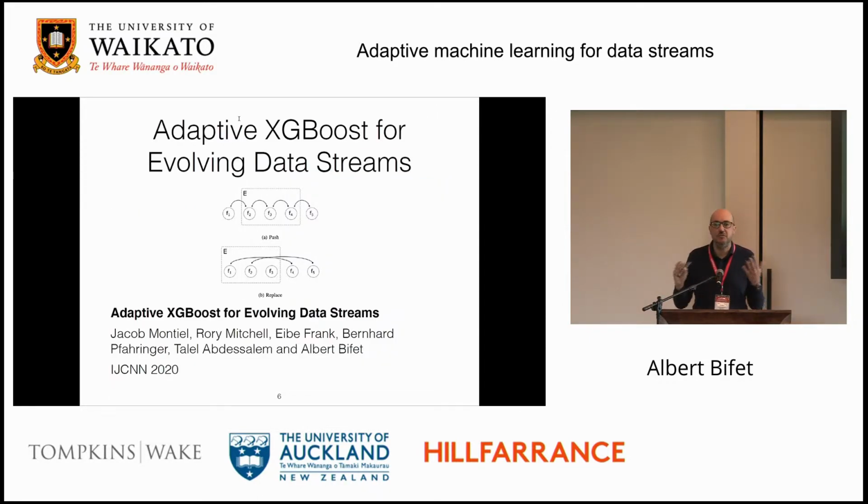Just to mention two recent works on ensembles for data streams. There is this work on adaptive XGBoost for evolving data streams with Jacob Montiel, Rory Mitchell, Eibe Frank, Bernhard Pfahringer, Talel Abdessalem. XGBoost is a very popular method because it's really good and is winning the Kaggle competitions. For non-complex data, it's a really good method. The problem is that it needs to have all the data in one place to build. So the idea was to have one method based on XGBoost that was adaptive and streaming.